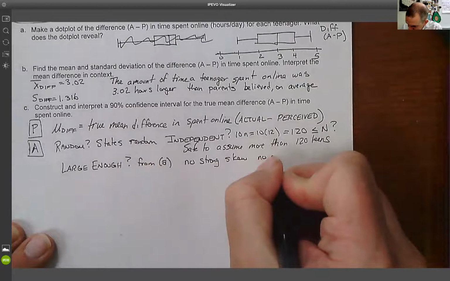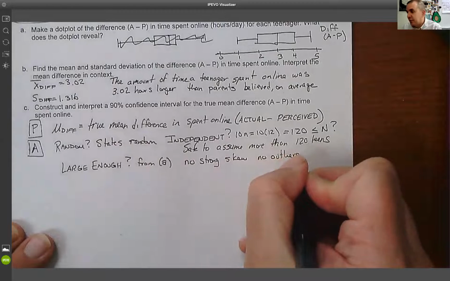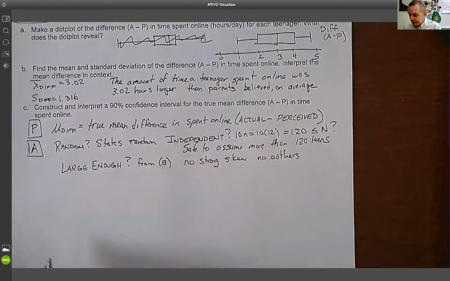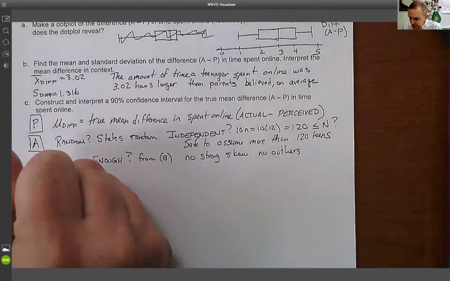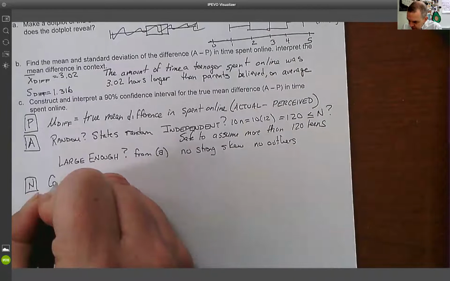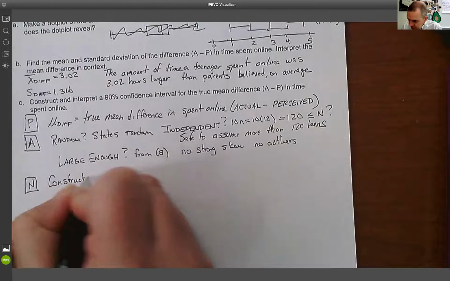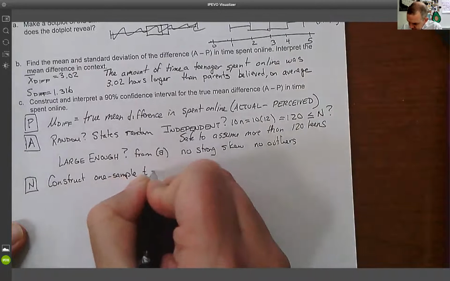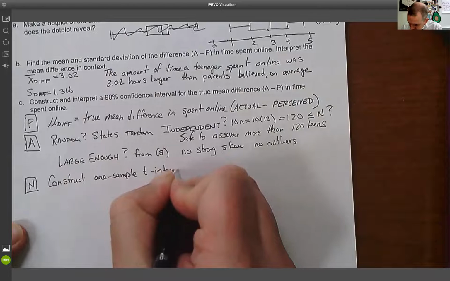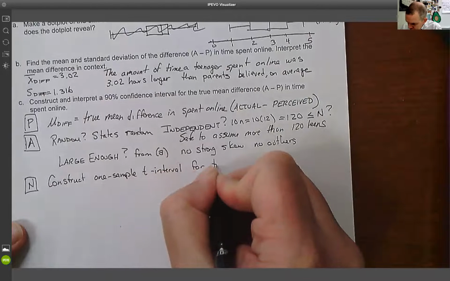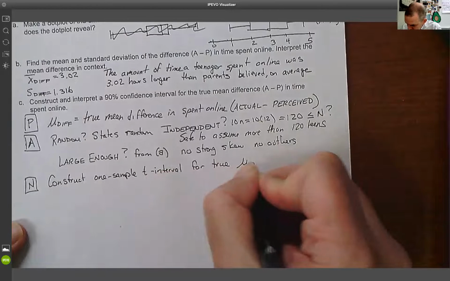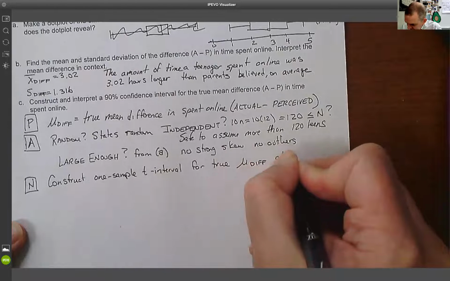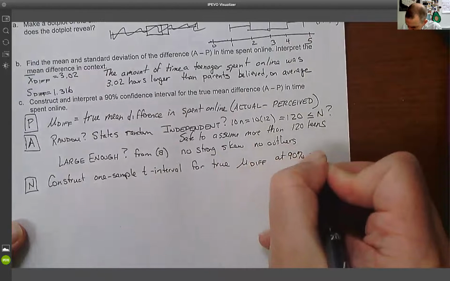And no outliers. Now, if we hadn't done part A, you would have needed to draw that picture down here. So now what are we going to do here? We're going to construct a one sample T interval for true mean difference at 90% confidence.